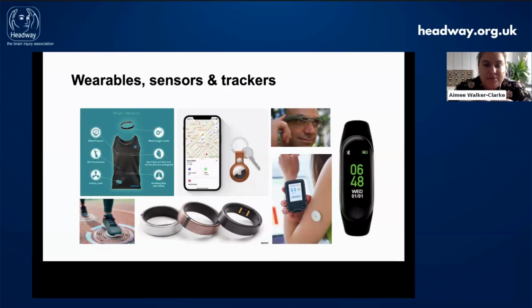And then perhaps a bit less to do with health, but tracker technology. Again, if there's memory issues and you're constantly losing things or forgetting things, tracker technology can be useful for locating lost items.